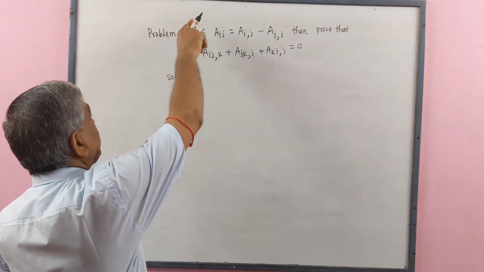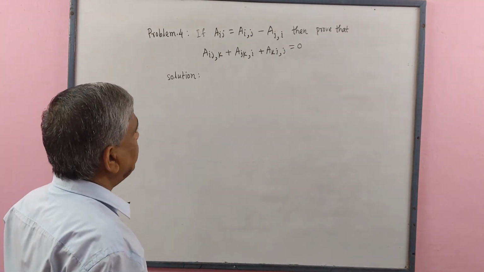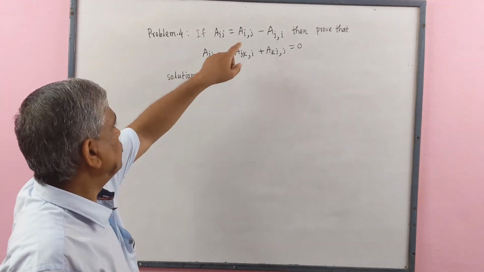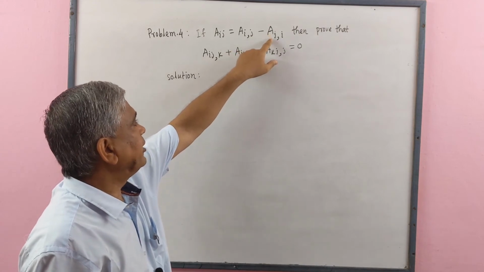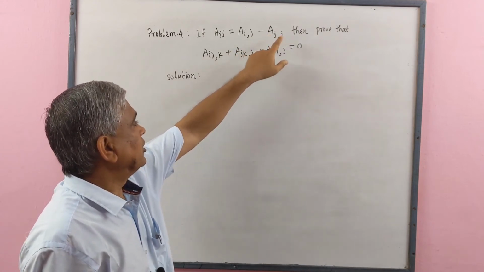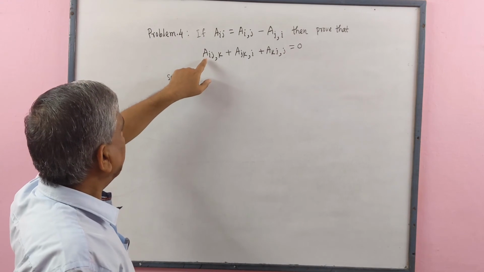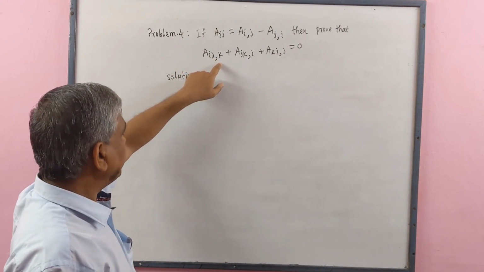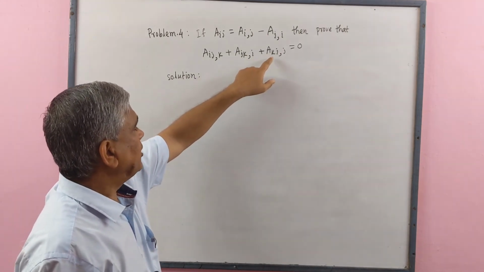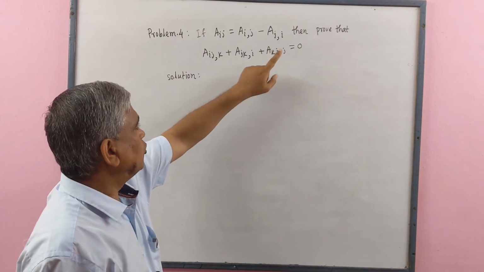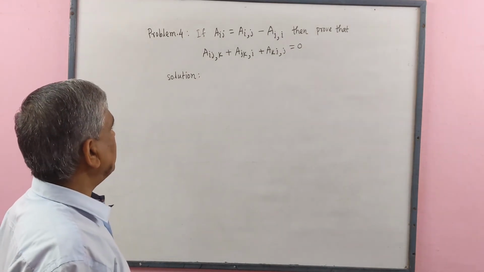Here problem is 4. If a_{ij} equal to a_{i,j} minus a_{j,i}, that is covariant derivative of a_i with respect to x^j minus covariant derivative of a_j with respect to x^i, then prove that a_{ij,k} covariant derivative plus a_{jk,i} covariant derivative with respect to x^i plus a_{ki,j} covariant derivative with respect to x^j equal to 0. We shall have to solve this.